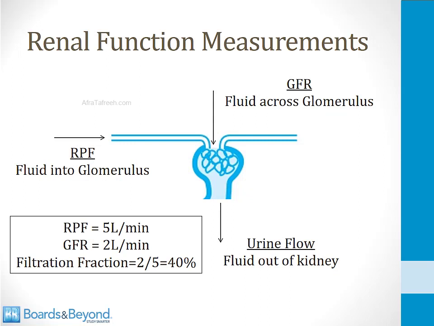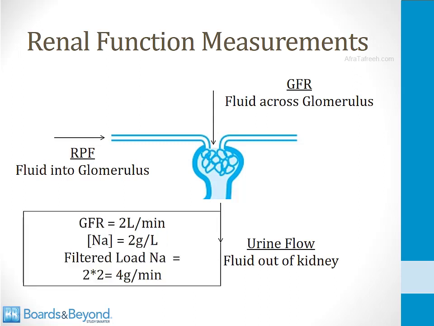This can be easier to understand if we put some actual numbers in. So let's imagine that the renal plasma flow is 5 liters per minute. This is the total volume flow of fluid into all the glomeruli in both kidneys. Let's further imagine that of that 5 liters per minute, 2 liters per minute crosses the glomeruli and enters the nephrons. Then the GFR would be 2 liters per minute. And we could also calculate a filtration fraction for the kidneys. The volume that is being filtered is 2 liters out of a total 5 liters coming in, and that gives us a filtration fraction of 40% for both kidneys.